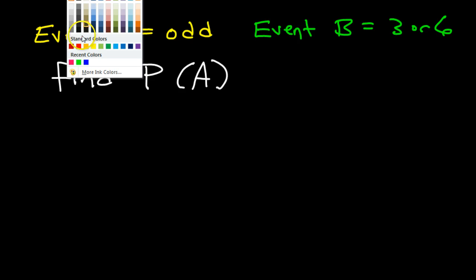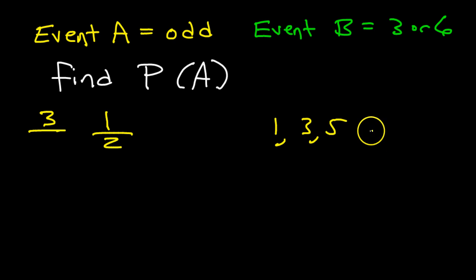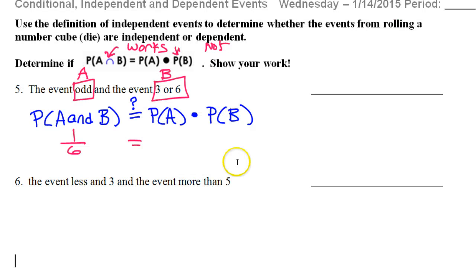Now the probability of A, well, A is odd. So what's the probability of being odd? It's 1/2. Technically, there are 3 odd numbers on a number cube: 1, 3, and 5, out of a total of 6 numbers. So 3 in 6, which reduces down to 1/2. So that's the probability of just A. So let's write that down. Probability of A is 1/2.